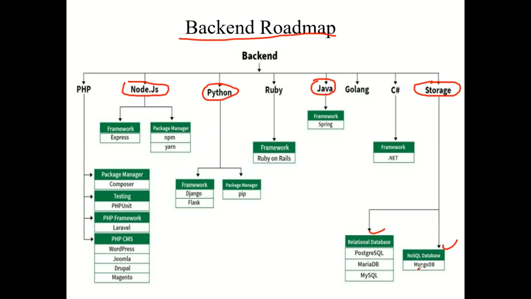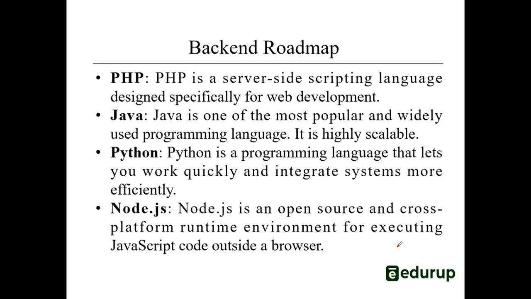NoSQL you are learning as MongoDB, very important. Okay, and in relational database you are learning here MySQL. I'm marking it because here we are teaching it. PostgreSQL and MariaDB and MySQL. Got the point? Okay. So this is the backend roadmap. Now the explanation of the backend roadmap, what are the languages, I'm going to explain it now.